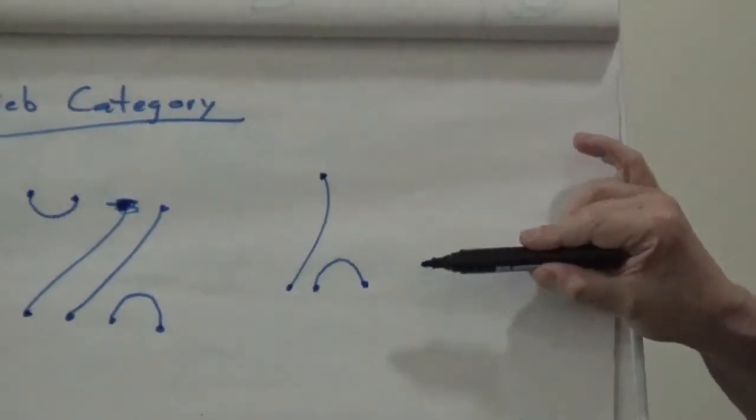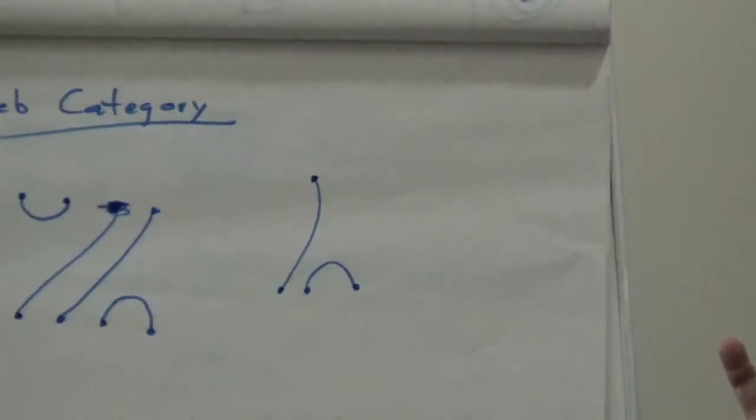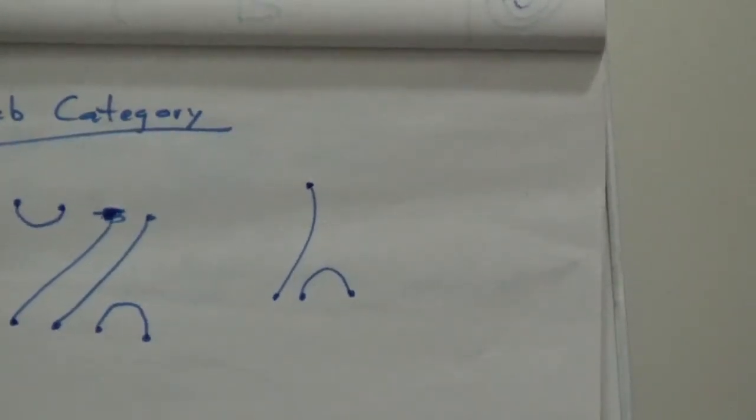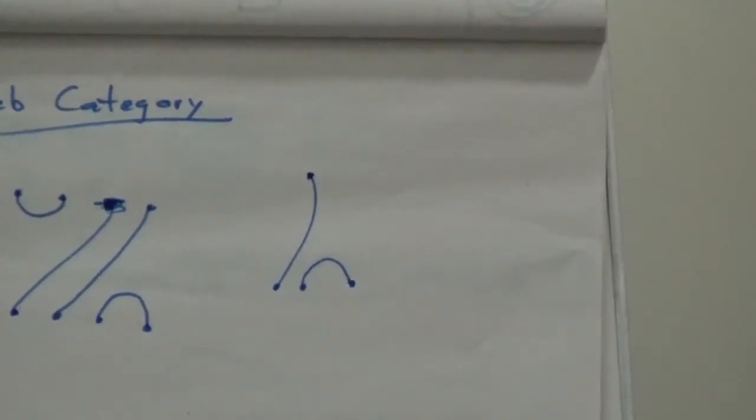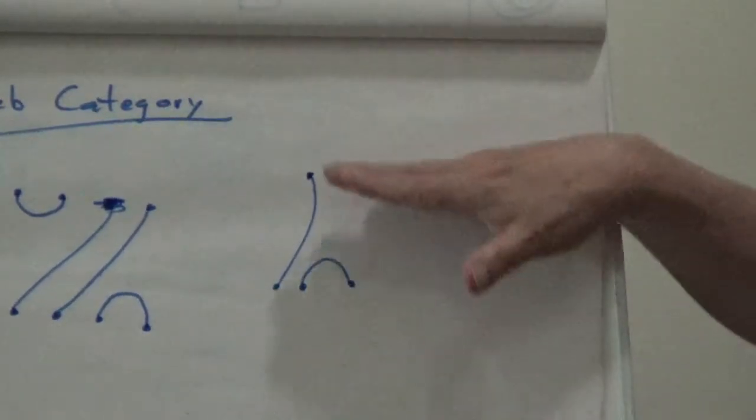Here I have 3 points at the bottom and 1 at the top. And I've fulfilled the condition. The condition is that points should be connected to other points. No point is left unconnected with somebody. But now the morphism goes from 3 to 1.